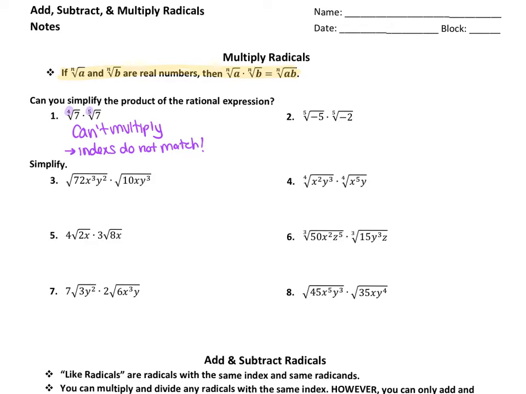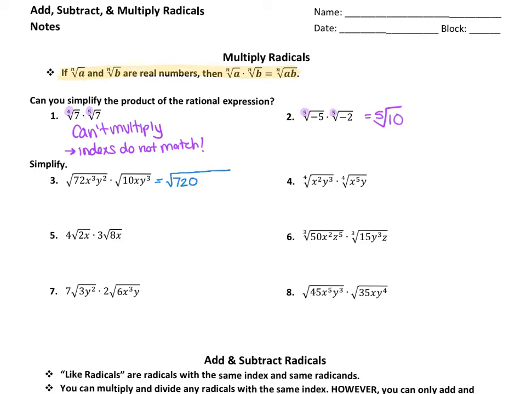But in number 2, the indexes do match. Therefore, I could multiply these and I'll get the 5th root of 10. So let's give this a try. Again, remember we can only multiply if our indexes match. In number 3, these are both square roots. Since they're both square roots, I can multiply them together, and I'm going to get 720.